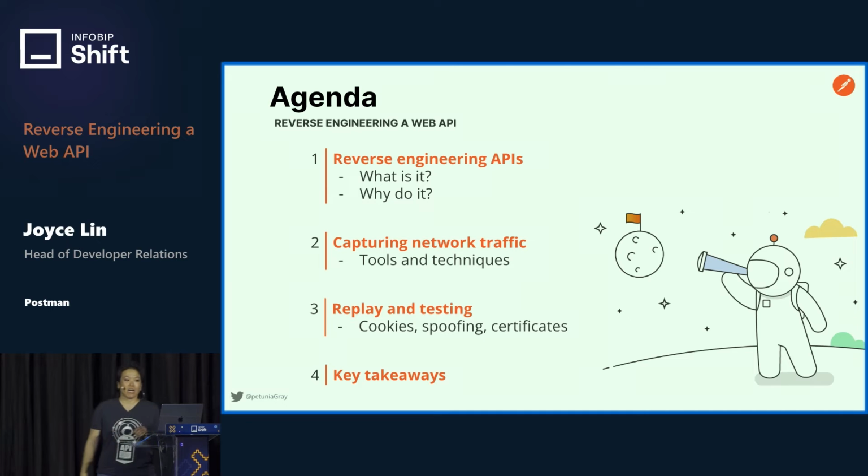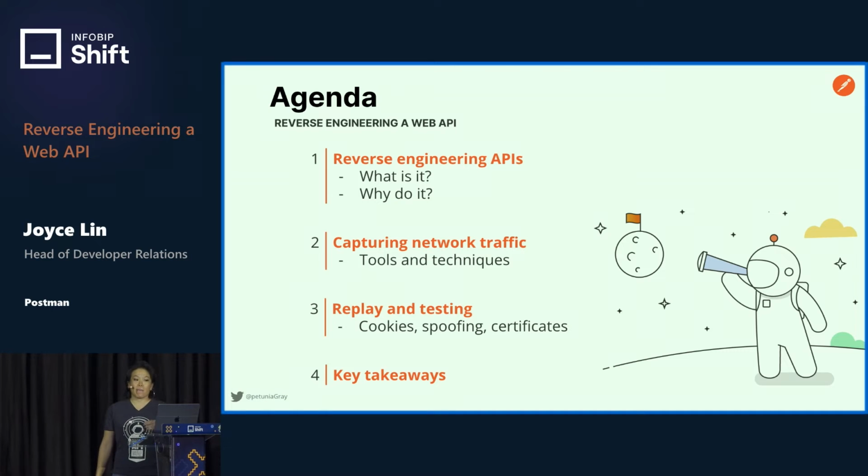The title of this talk is Reverse Engineering a Web API. And I'm talking about a private API, one that is not yours, one that you do not produce. We'll talk about the what and the why with some examples. Tools and techniques for capturing network traffic, and then methods for replaying and testing APIs programmatically with code. And then we'll talk about a few high-level key takeaways. And this is going to be primarily for people that have never reverse engineered an API before, especially in Postman.